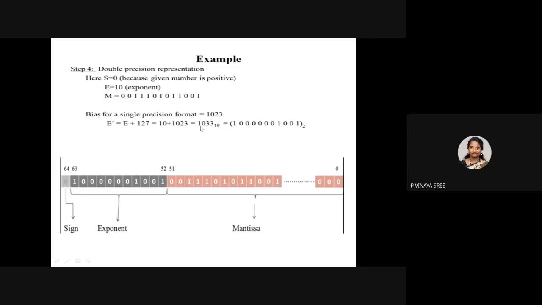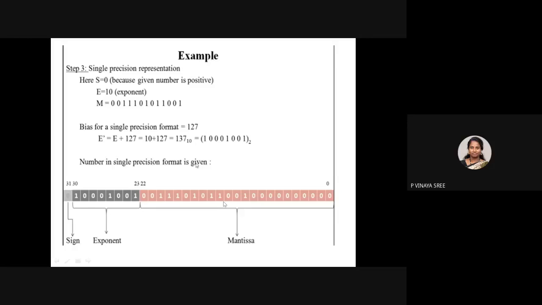This 1033 is a decimal number. You need to convert it to binary, and this binary number must be placed in the exponent field. In the mantissa, we only have 13 bits and for the remaining places we need to do padding. Padding means adding all the extra zeros in the 52-bit place. Is it clear, everyone?